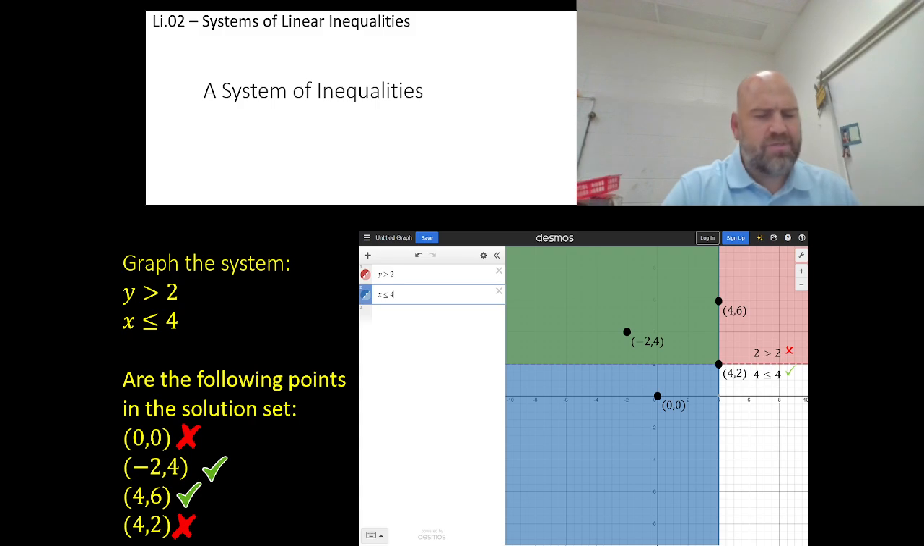I hope that helped you take a look at inequalities. Some are going to get more complex, but as long as the points we find are inside the solution set, or inside that shaded region, we know that they're definitely part of the solution set.